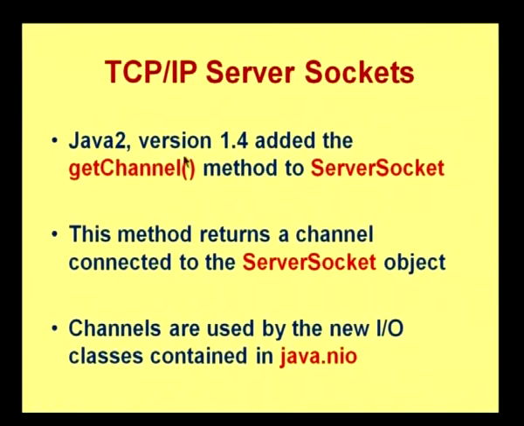In Java 2 version 1.4, a getChannel method was added to server socket. This method returns a channel connected to the server socket. Channels are used by the new IO classes contained in java.nio. So we have seen java.io, and here we also have another package called java.nio, where we could also access the channel through which this particular communication takes place. So this getChannel method will help you in receiving the channel through which this communication happens.